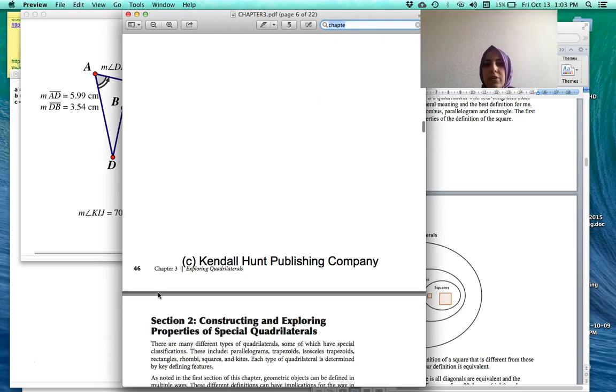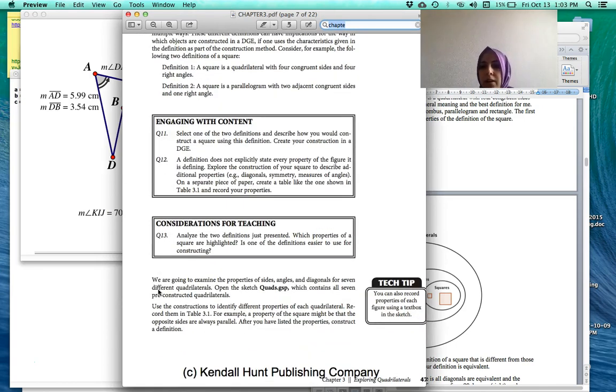Yes, that's it. Question 11. Select one of the two definitions and describe how you would construct a square using this definition. Create your construction in DGE. I used GeoGebra for definition 1 and 2. Definition 1: a square is a quadrilateral with four congruent sides and four right angles.